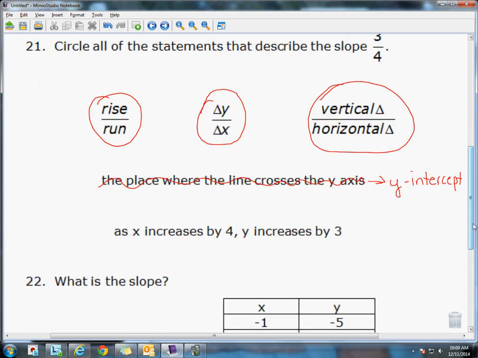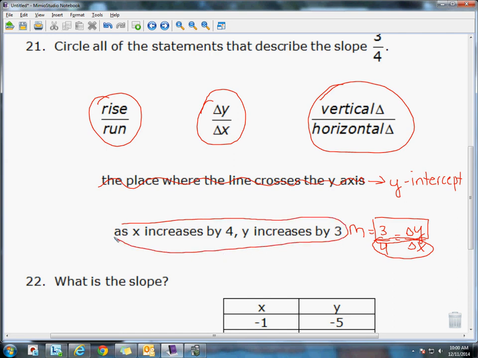And the last one says, as x increases by 4, y increases by 3. So let's write this out. m equals 3/4, change in y over change in x. Here's my y, here's my x. So it says, as x increases by 4, that's true because it's a positive 4. y increases by 3, that's true because my y is a positive 3. So we'll circle that since that is true.